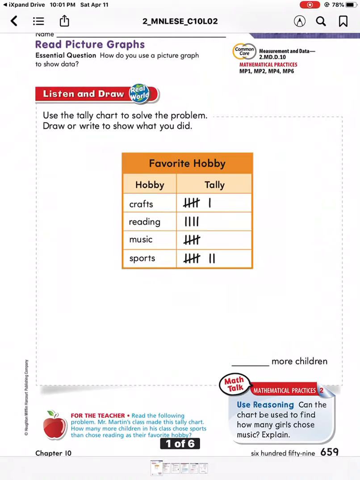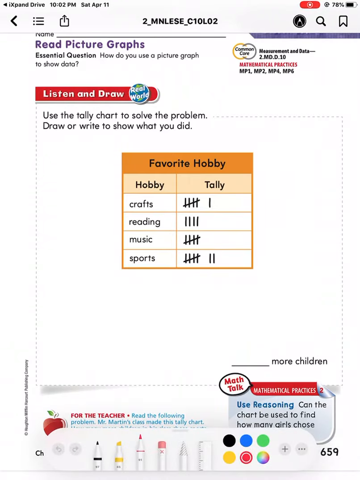So let's start with page 659, lesson 10.2. This is the first lesson in this chapter that we will talk about in our classes, and we will continue talking about this chapter in many coming classes. Now, in this lesson 10.2, we will read picture graphs, and I will show you at the beginning how to read the tally chart, okay? Now, let's read it together.